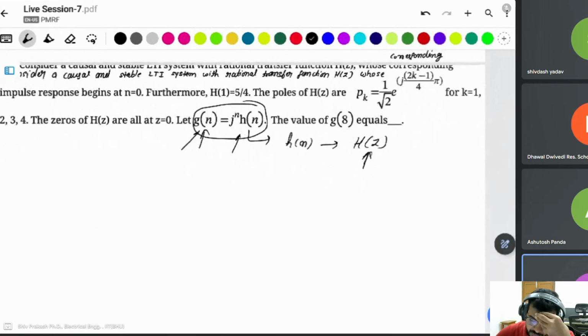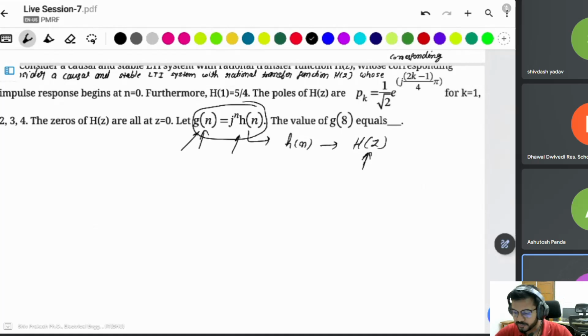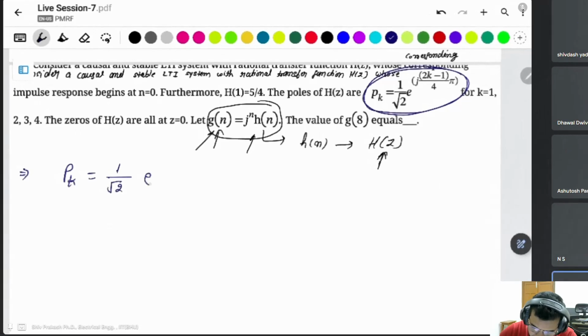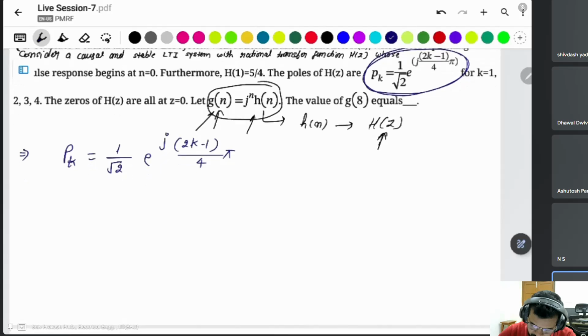Okay, let's make a system in z domain. How can you make it? By giving the information. First of all, the given pole information. Then you should apply the poles. p_k is given as 1 by root 2 e to the power of j(2k minus 1) divided by 4 pi. Okay, put in the values 1, 2, 3, 4. There are 4 poles.